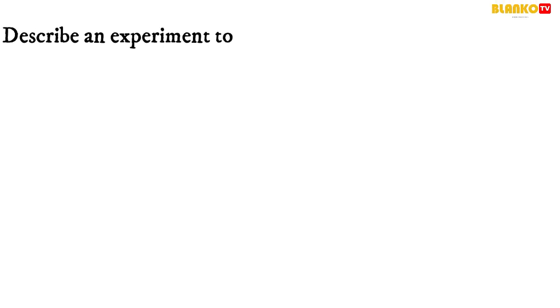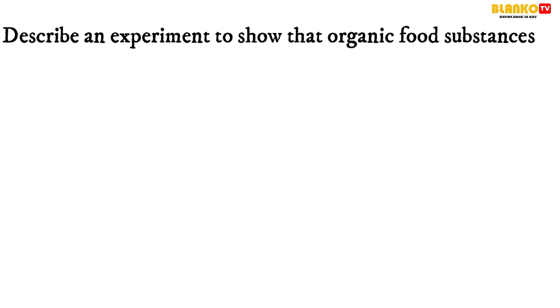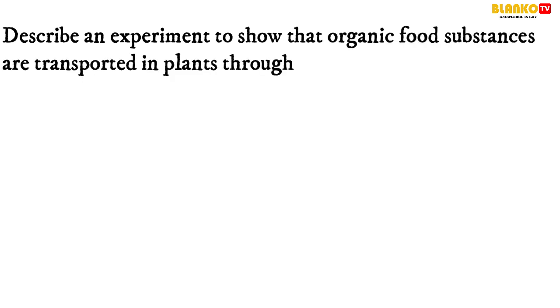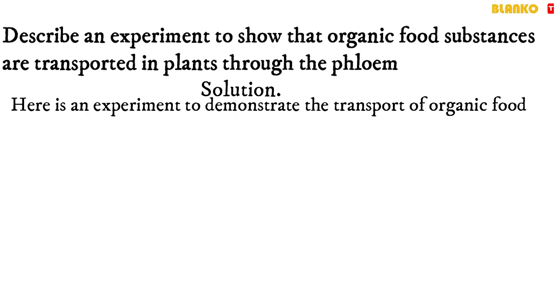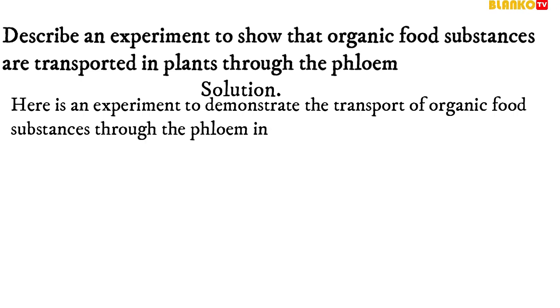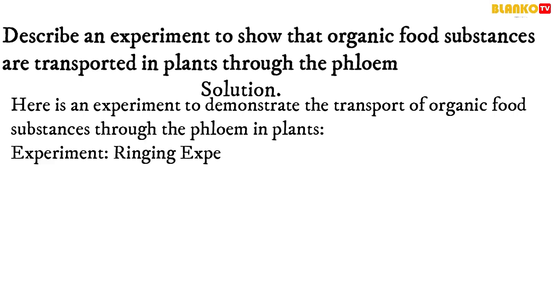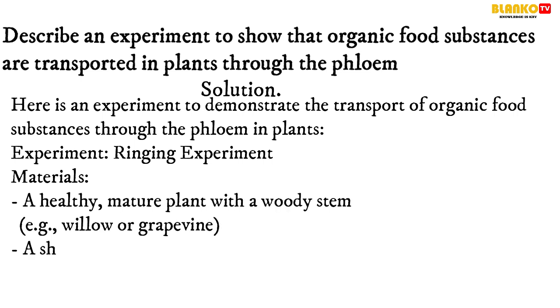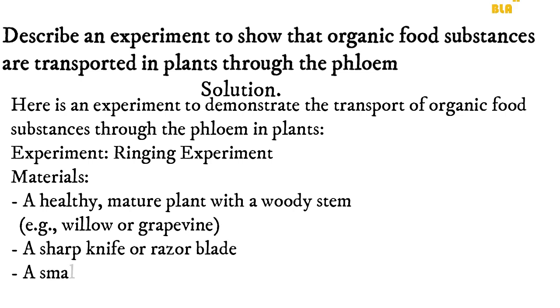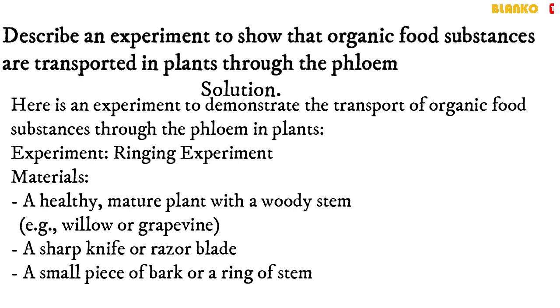Describe an experiment to show that organic food substances are transported in plants through the phloem. Solution. Here is an experiment to demonstrate the transport of organic food substances through the phloem in plants. Experiment. Ringing experiment. Materials. A healthy, mature plant with a woody stem. Example. Willow or grapevine. A sharp knife or razor blade.